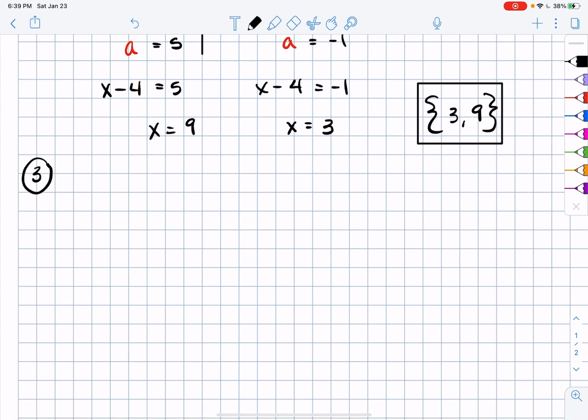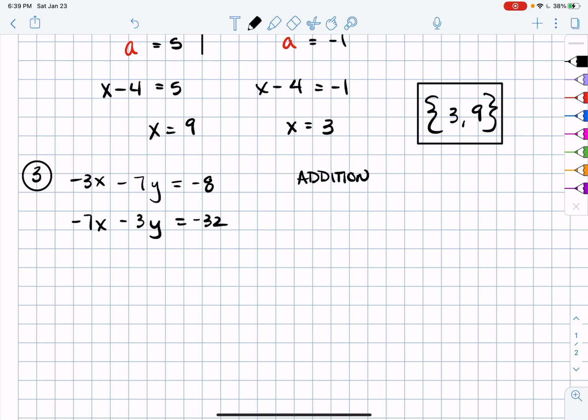Number 3. Okay, number 3. It wants me to use addition. So this is negative 3x minus 7y is equal to negative 8. And I have negative 7x minus 3y is equal to negative 32. Okay, so it wants me to use addition, which is also known as elimination. Okay, so what I want to do is decide, what do I want to eliminate, the x or the y? So let's eliminate the x.